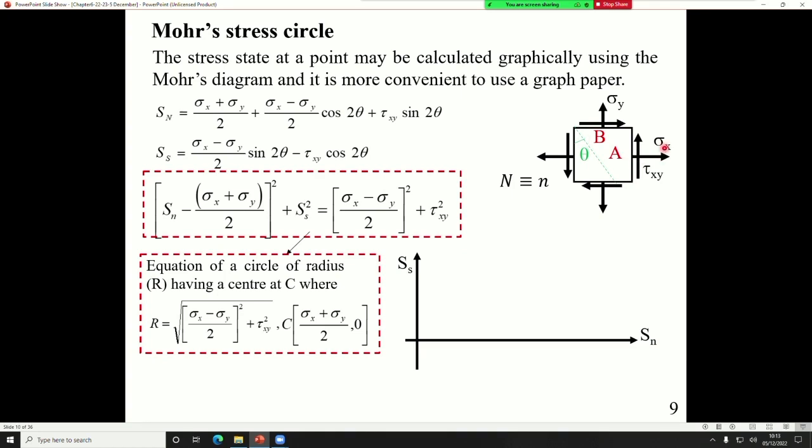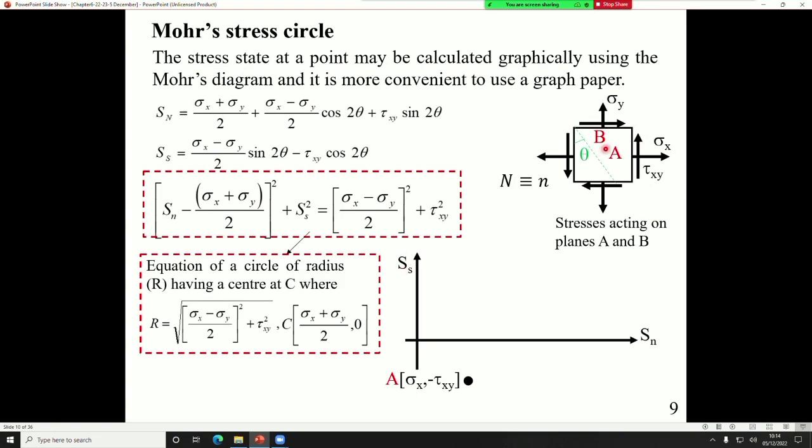Plane A is subject to a normal stress of sigma x and a shear stress of tau xy. Now I'm going to find these coordinates and locate point A on this SN-SS coordinate system. Sigma x at the moment is tension, so it's positive. Tau xy is anticlockwise. On the Mohr diagram, an anticlockwise shear stress is negative. So I located point A on this SN-SS coordinate system. This is the normal stress, sigma x. The shear stress is anticlockwise, so here it becomes a negative value. So this is the stress state for plane A on the xy coordinate system, or SN-SS coordinate system.